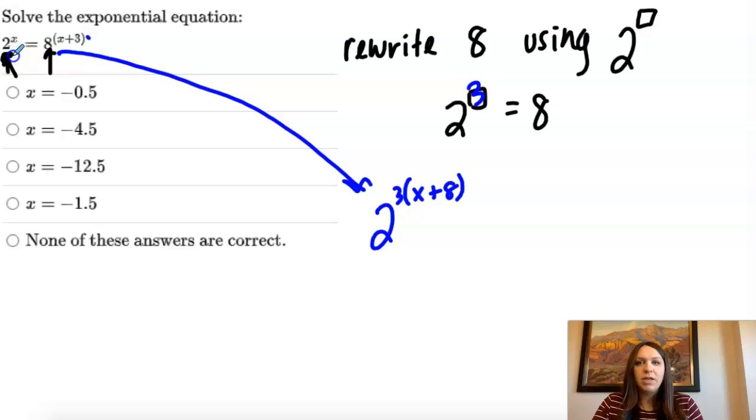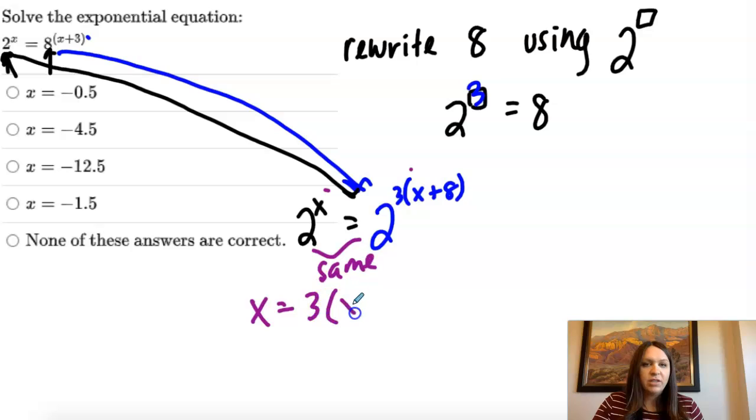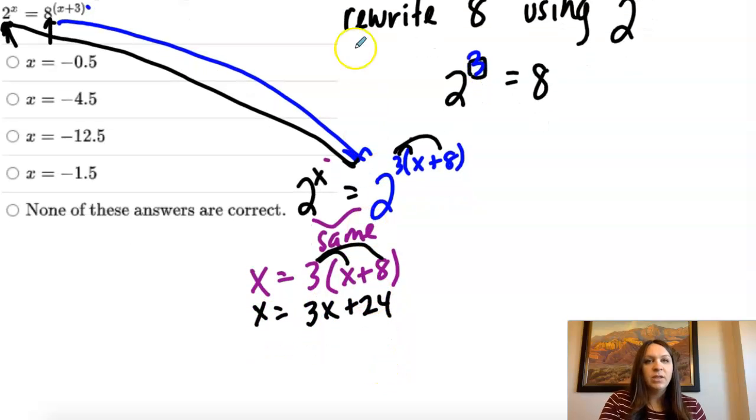Alright, and then I'm going to bring down this 2 to the x. So now that my bases are the same, I can solve. So I have x equals 3 times x plus 8. And I'm keeping the parentheses this time because I need to make sure that 3 is distributed. So I have x equals 3x plus 24. And from here I'm just going to solve.